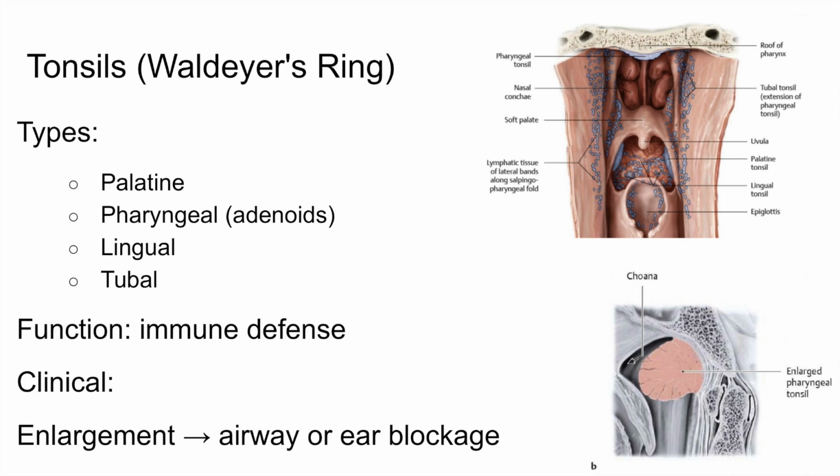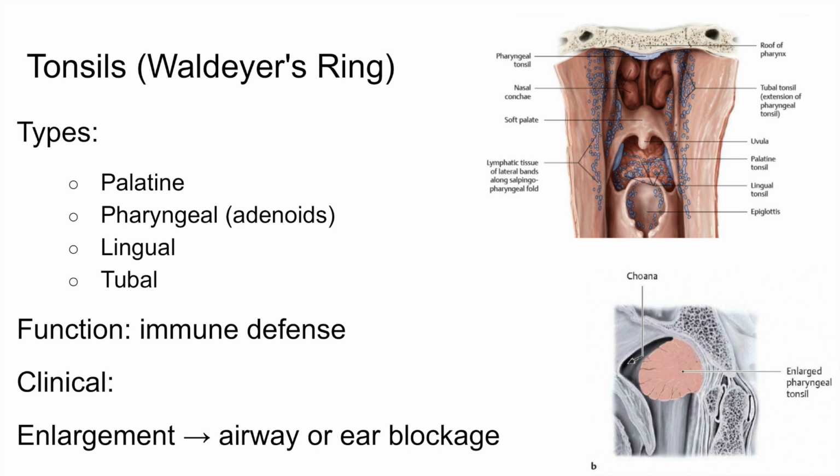Now, place the tonsils spatially, right? At the roof of the nasopharynx, you have the pharyngeal tonsils, or the adenoids. And this one is clinically important because when it enlarges, it can block your airway posteriorly, especially in kids, leading to mouth breathing and snoring. Near the openings of the auditory tubes, you have the tubal tonsils. These are small but high yield. If they enlarge, they can block the auditory tube, leading to middle ear problems like otitis media.